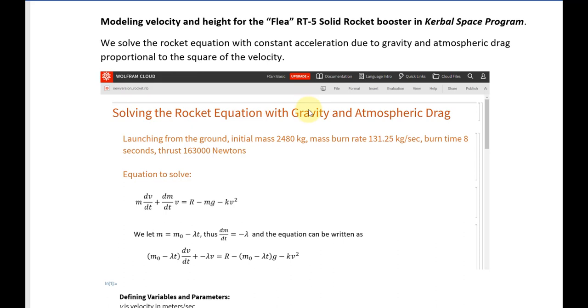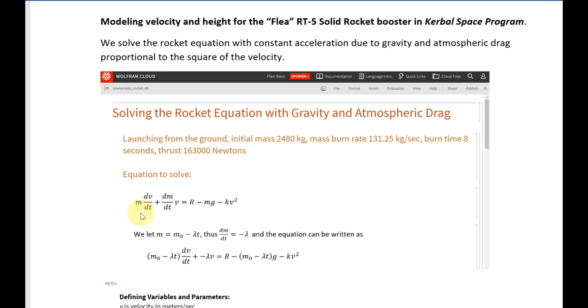So I am solving the rocket equation with gravity and atmospheric drag, launching from the ground. Initial mass was 2480 kilograms. I'm going to take a mass burn rate of 131.25 kilograms per second and a burn time of 8 seconds with a thrust of 163,000 newtons. So the equation that I'm going to solve is laid out right here.